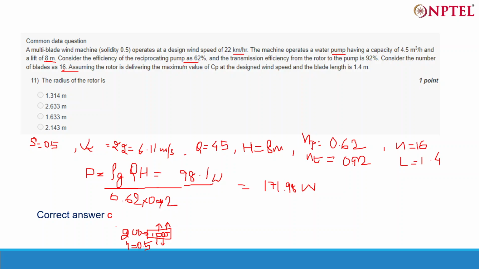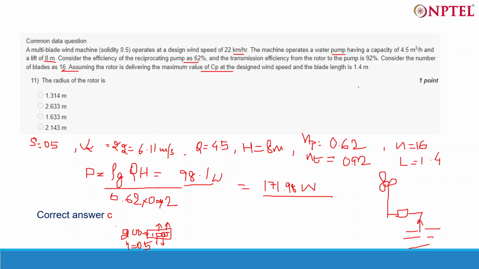So this power has to be supplied by what? By the wind turbine. Basically, this is the wind turbine, and there is a pump connected with it, which basically pulls water. So the pump requires this much energy, and this much energy has to be provided by the wind turbine. That is clear.